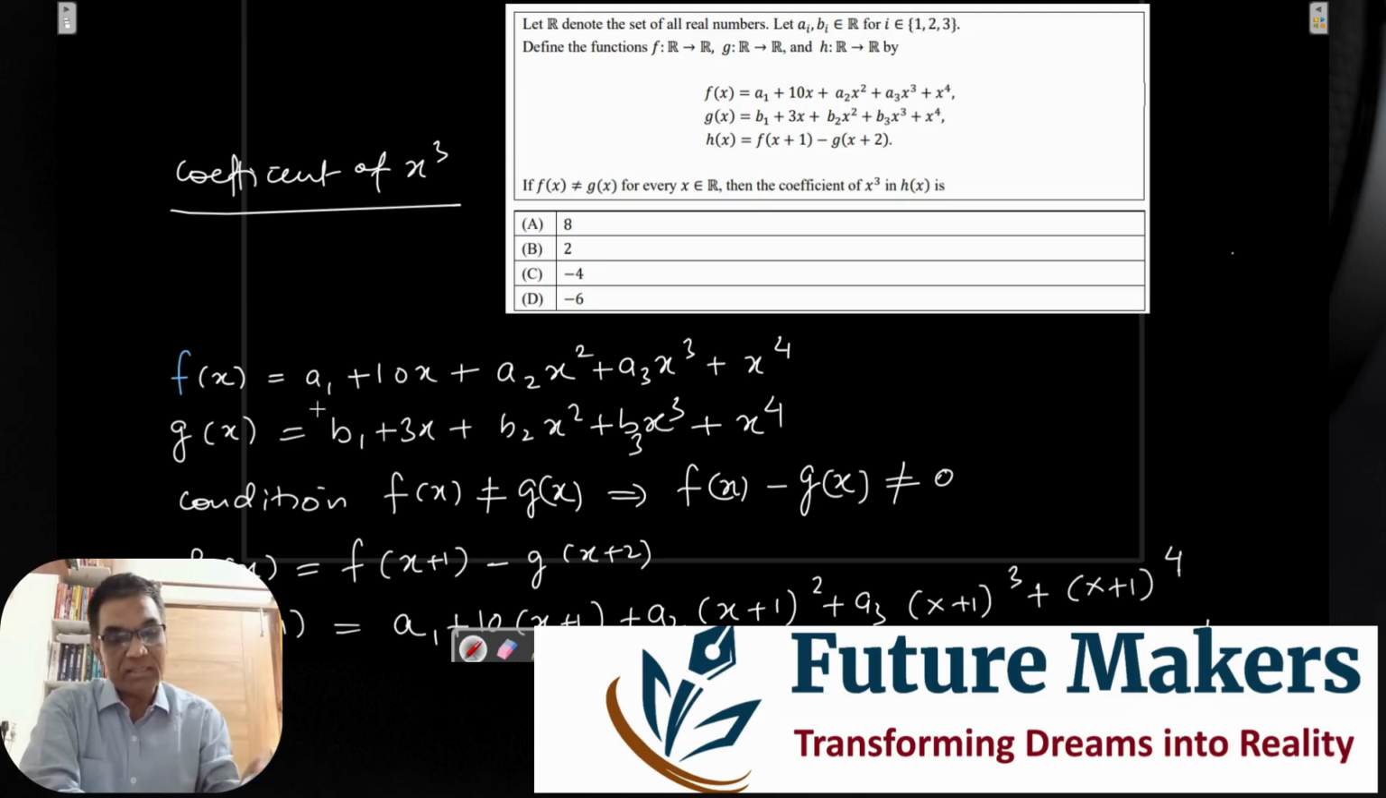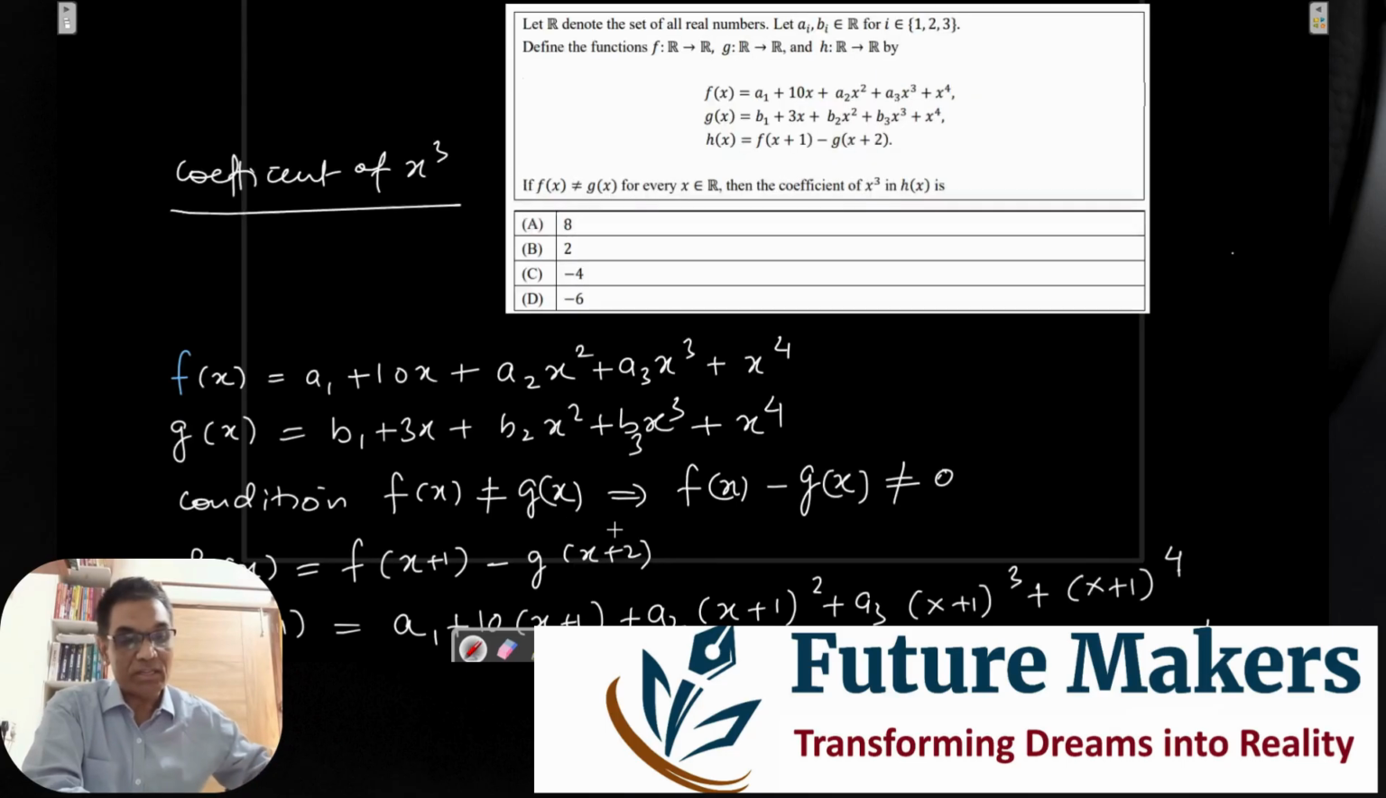f of x is given as a1 plus 10x plus a2 x square plus a3 x cube plus x^4. Similarly, we write g of x. The given condition is f of x is not equal to g of x. f of x minus g of x cannot be 0. This means that f of x minus g of x cannot be 0.